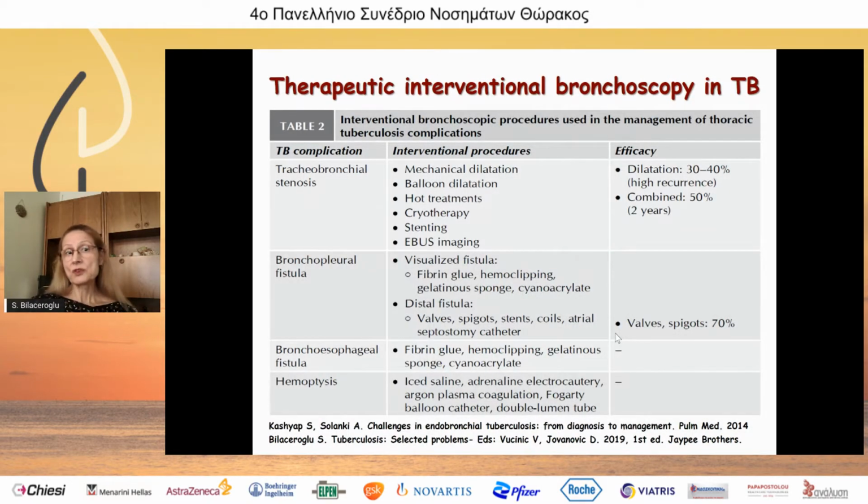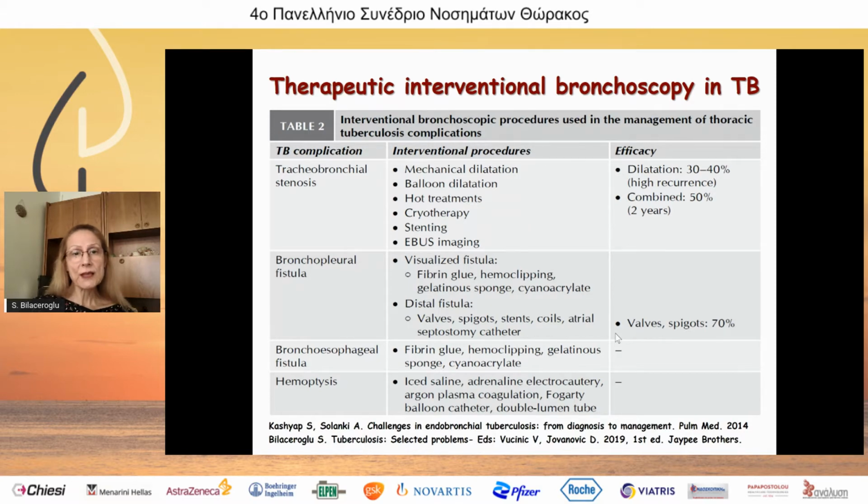When we come to therapeutic interventional bronchoscopy in TB, we do these procedures for the complications of tuberculosis. What are they? Tracheobronchial stenosis, bronchopleural fistula, bronchoesophageal fistula, and hemoptysis. For airway stenosis, we can use different methods such as mechanical dilatation, balloon dilatation, hot treatments, cryotherapy, and stenting.